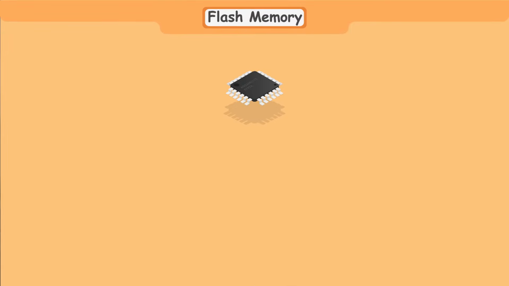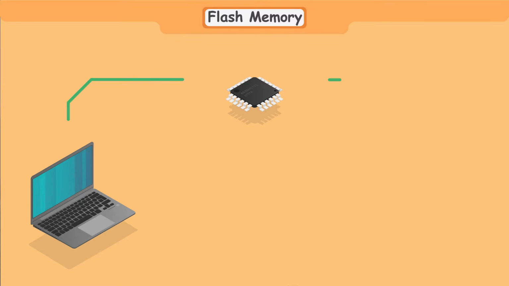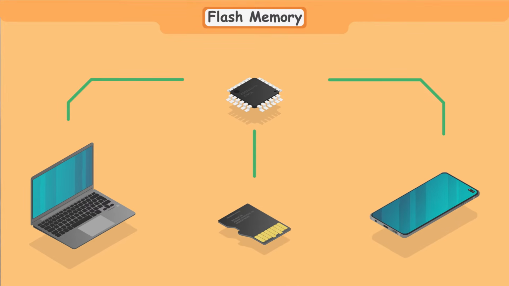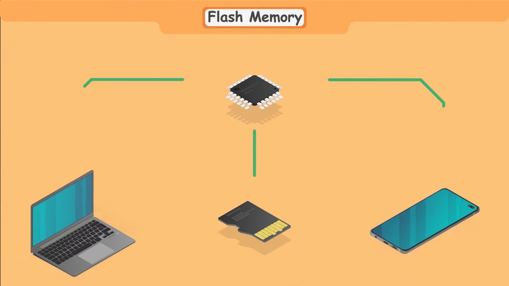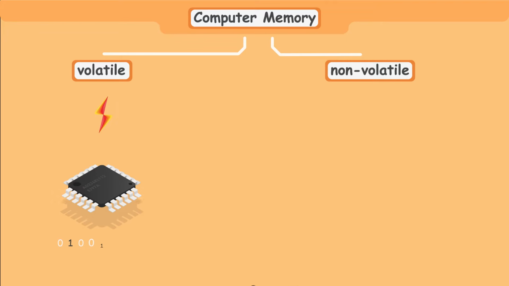Nowadays, flash memory is everywhere. It is used as a solid-state drive in laptops or desktop PCs. It's in our smartphones and memory cards, thumb drives, and on and on. There exists a big variety when it comes to computer memory. They can be categorized as volatile and non-volatile storage mediums.